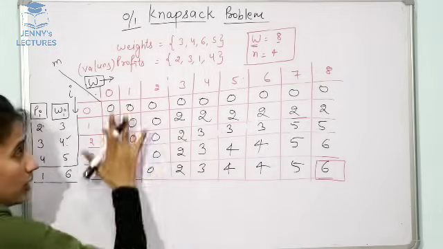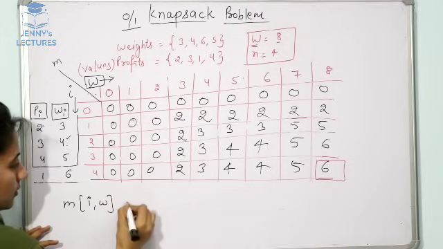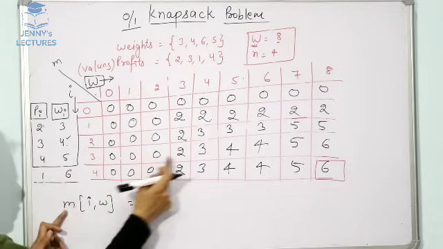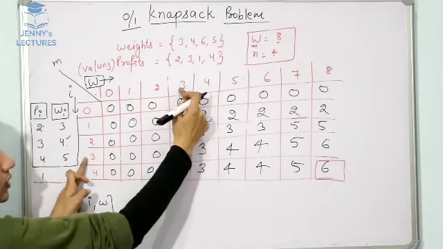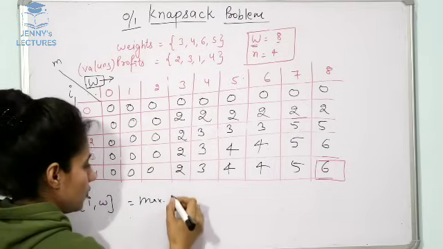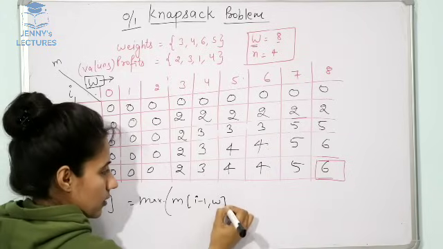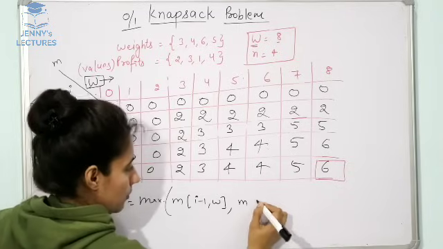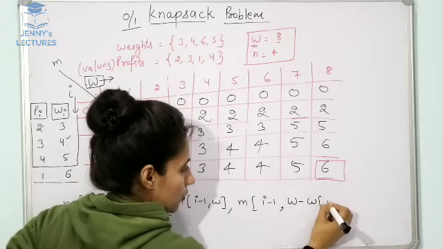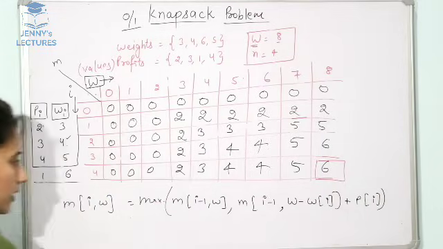What is the formula? Suppose the name of this matrix is, I am taking M. M of I and w, a particular cell, suppose this cell would be M of I and w. I value is this 3, and w value for this cell is this 3, M of 3 and 3. How will you fill out this value? Maximum of M of I minus 1, w, or M of I minus 1, w minus weight of I, plus profit of that item.